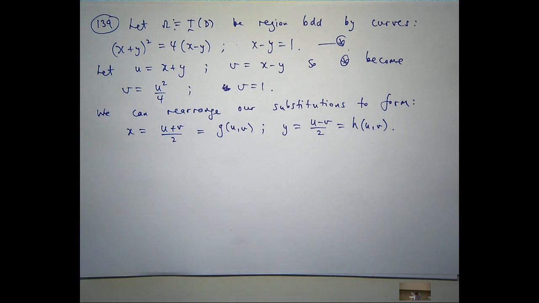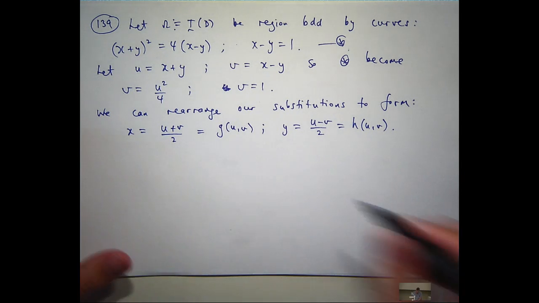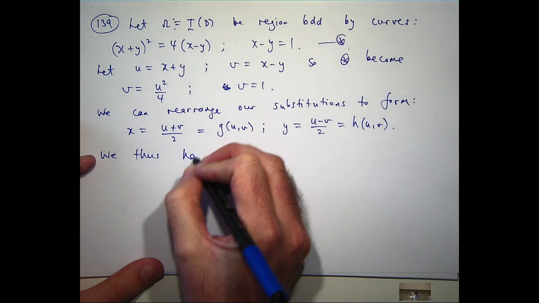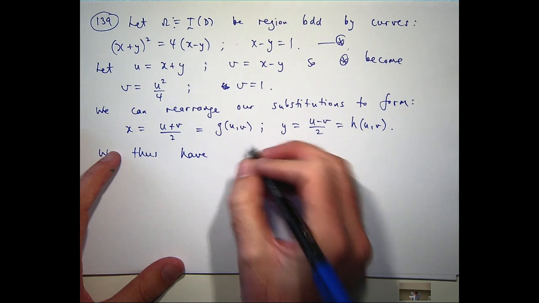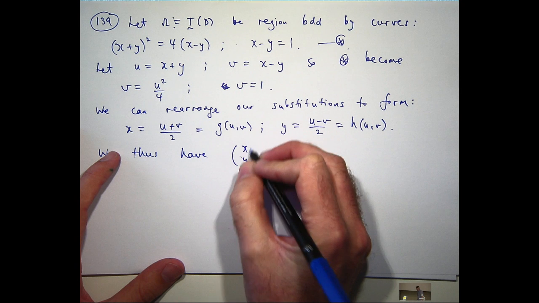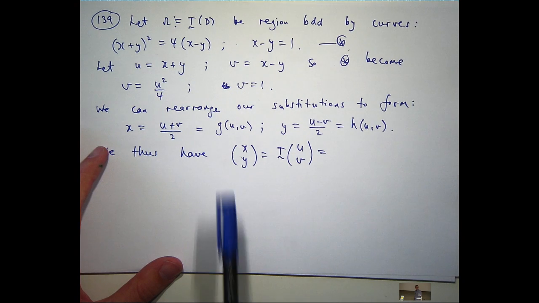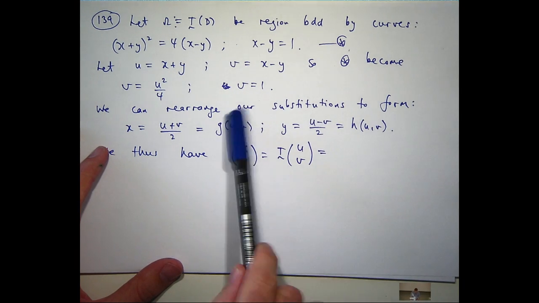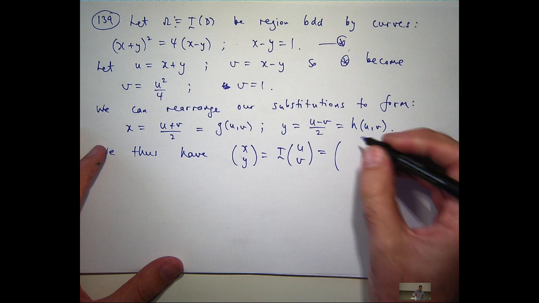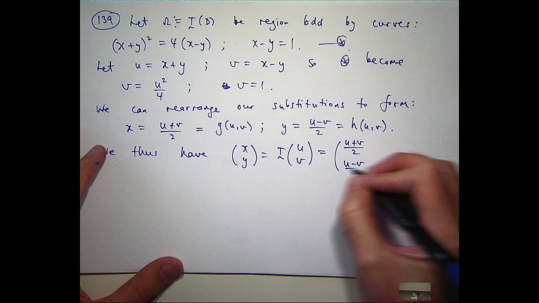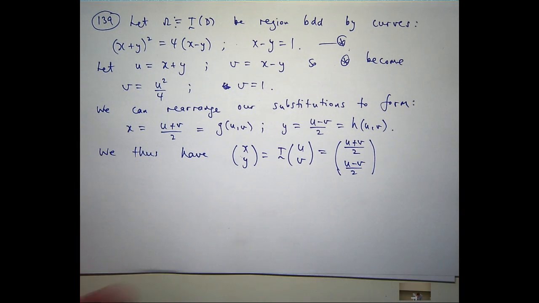Okay, well, we're getting there. So we thus have the following. So operator T is just defined by these two functions here. So let's just write that as a sort of a column. And we get something like this. Okay.